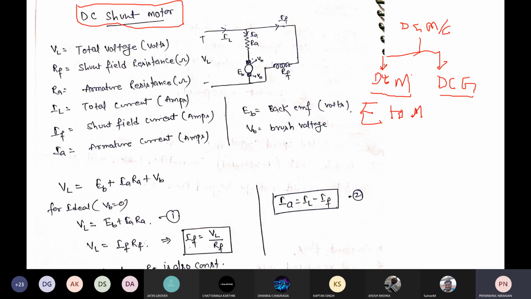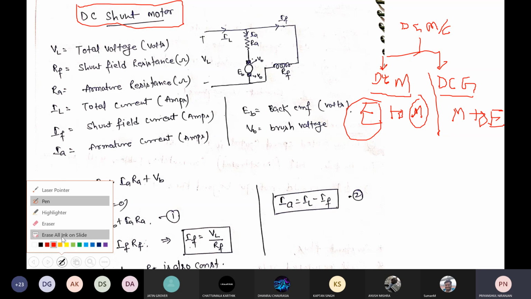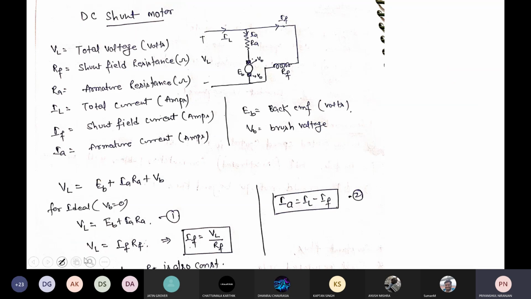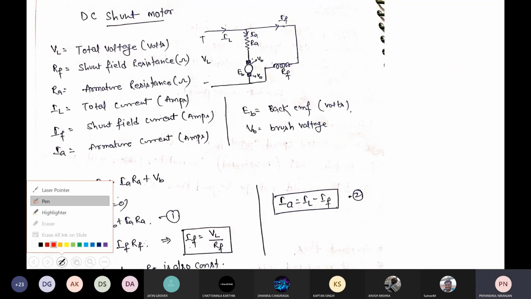Okay. So DC motor has electrical quantity at the input terminal and gets the output as mechanical. In DC generator, the input is mechanical and the output is electrical. Okay, so this is the difference between DC motor and DC generator.